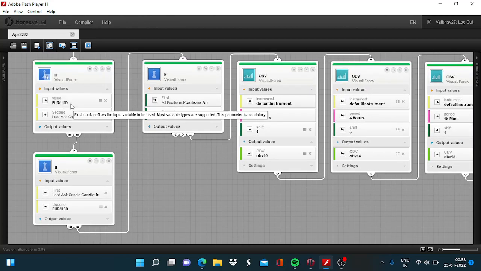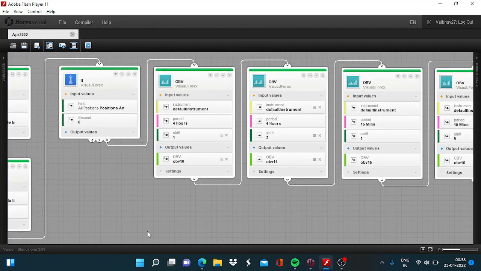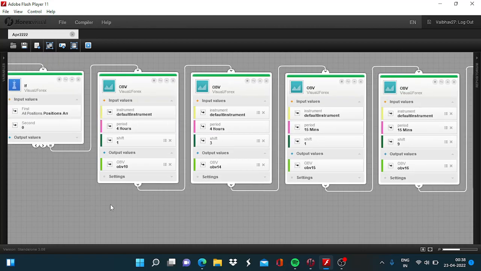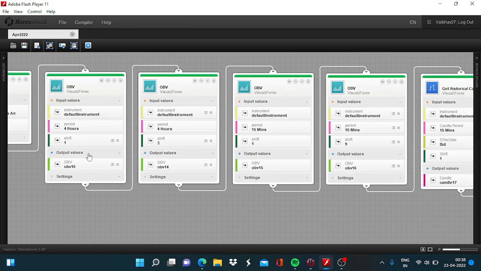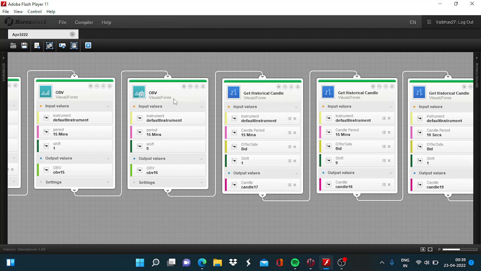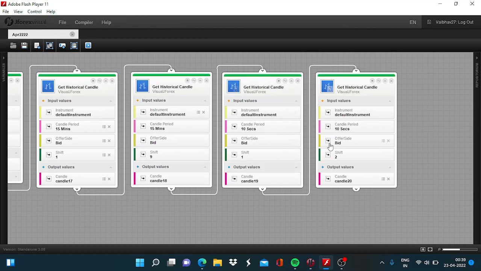So the development so far includes this instrument subscription where the Euro USD is being used as the instrument of choice. Afterwards, the position amount was defined at zero to make sure there is no existing pending or open position on the account. We have these four OBV blocks of the varying candle periods and the look back periods to look at the OBV output over the given time horizon. And to look at the price volatility, we are also taking the help of these get historical candles of 15 minutes each. And then afterwards, these 10-second blocks to pinpoint the exact entry point for the execution of the trade.